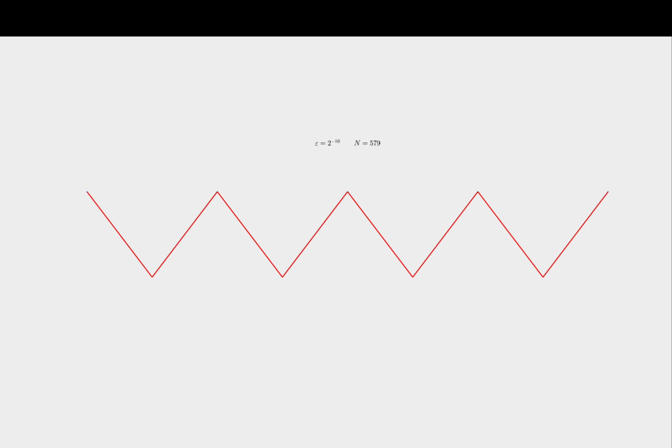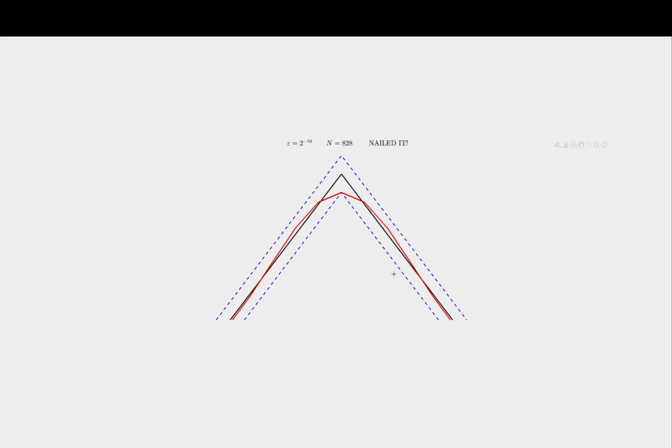And yet my red truncated Fourier series, truncated at capital N, that is increasing before our eyes, converges uniformly to this jagged function, even though our Fourier series is infinitely differentiable. And in fact, at n equals 828, we nailed it. We're within an epsilon ribbon of our function everywhere. And let's zoom in just to visually confirm. In fact, we are completely inside our blue ribbon everywhere.